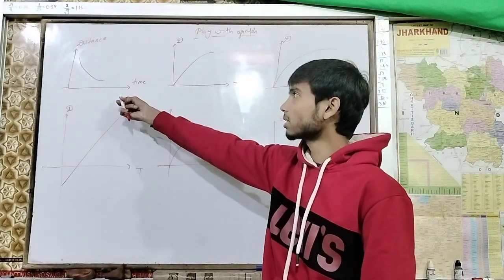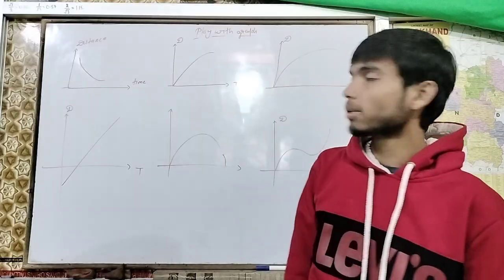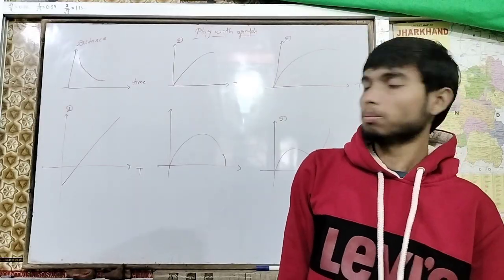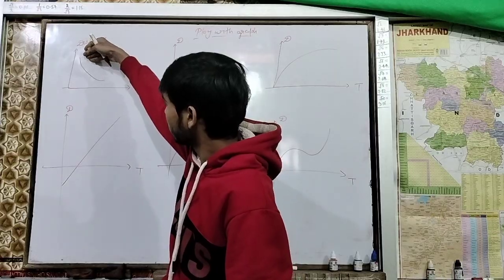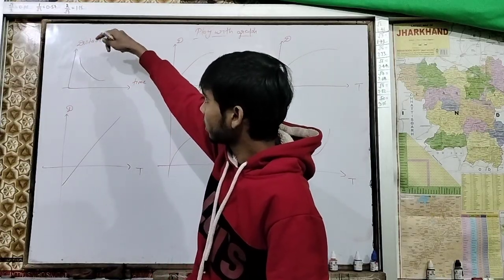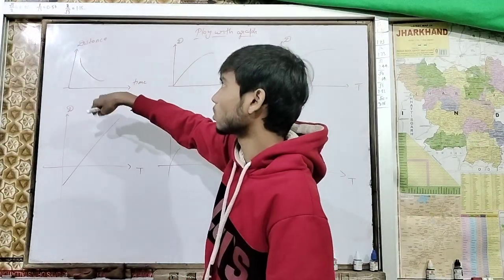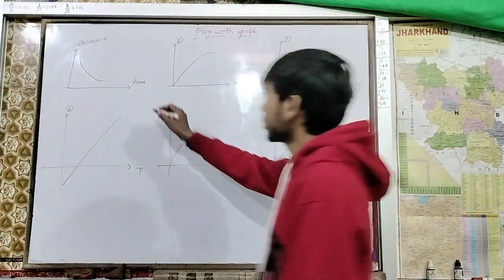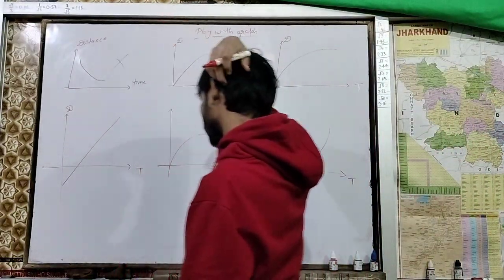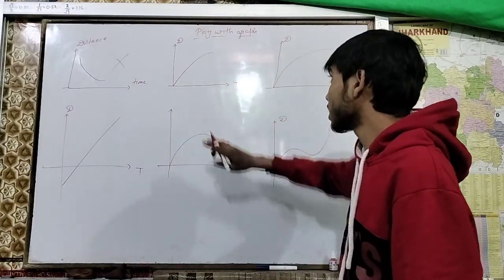So in the first figure, in the first graph, it is like this. It is coming from upward to downward. So downward, it is going negative. That's why this is not possible. This is not possible.